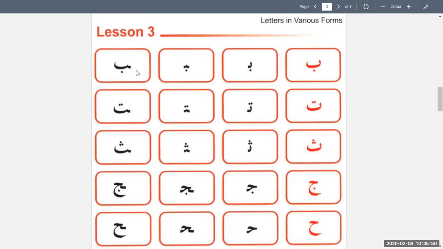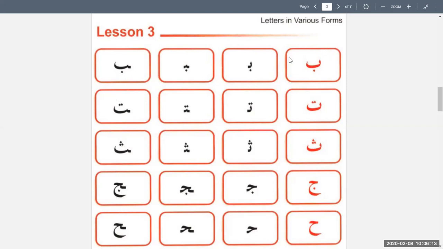And then when it gets to the end of the word, it connects to what precedes it, but then you get that whole shape back again. You see that? The whole shape. But this time it's connected to what precedes it. Okay, right here, it's connecting to what precedes it. So we have the final form in this column.